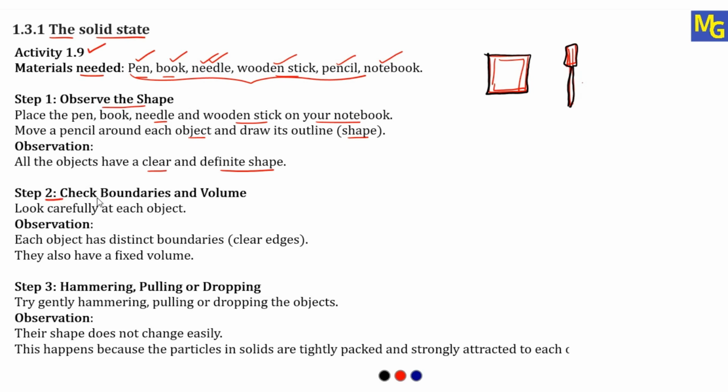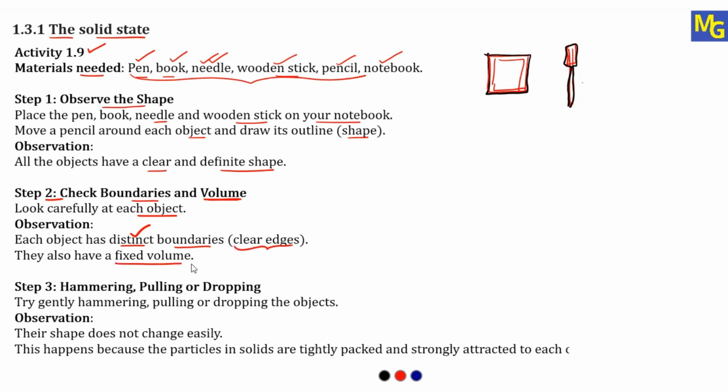Now, step 2. Check boundaries and volumes. Look carefully at each object, and check the boundaries and the volume. Volume means the space occupied by that object. Now, what is the observation? Each object has distinct boundaries. Yes, the notebook has rectangular boundaries, the pen has different boundaries, the pencil has cylindrical boundaries. Distinct means different boundaries, and all have clear edges.